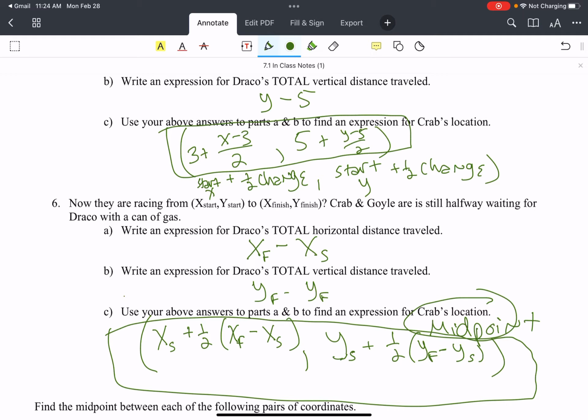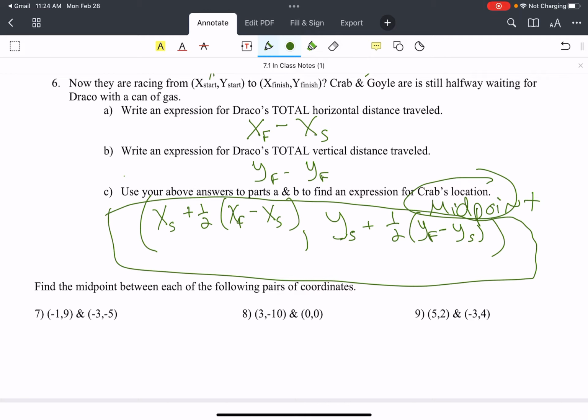It's driving me nuts. Okay, this is our formula for midpoint. So let's practice a couple. I want to find the midpoint between each pair of points. We're always going to say the first coordinate is starting. So this is my start and this is my finish. Using my formula, what's X start? Good, -1.